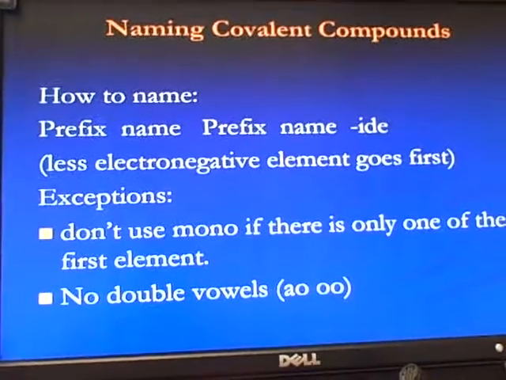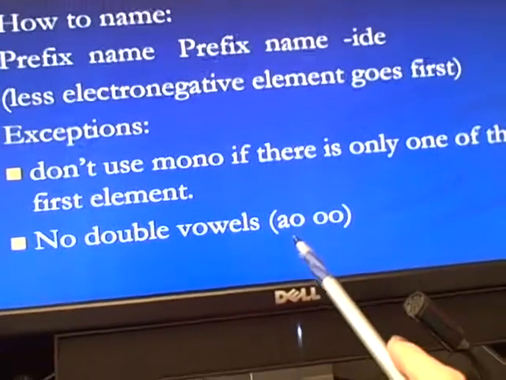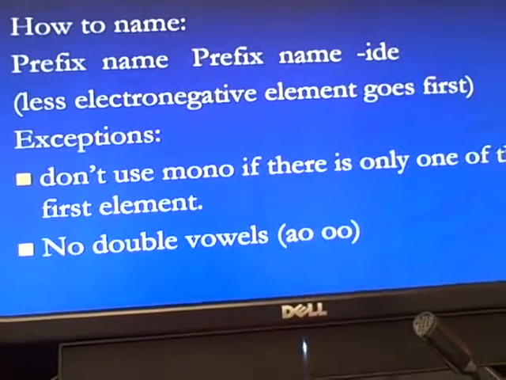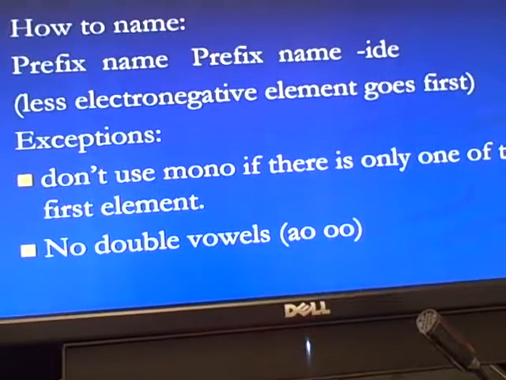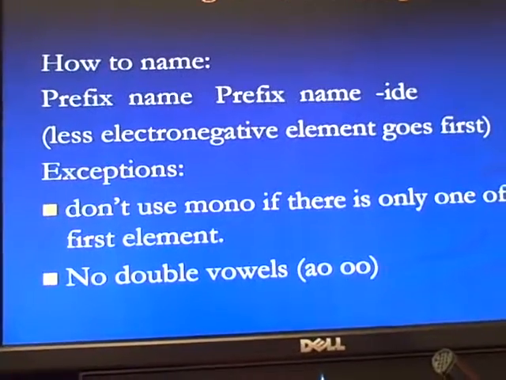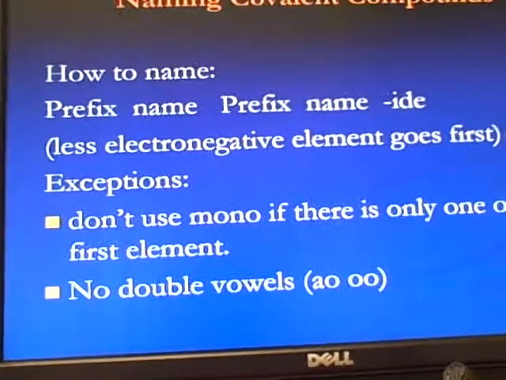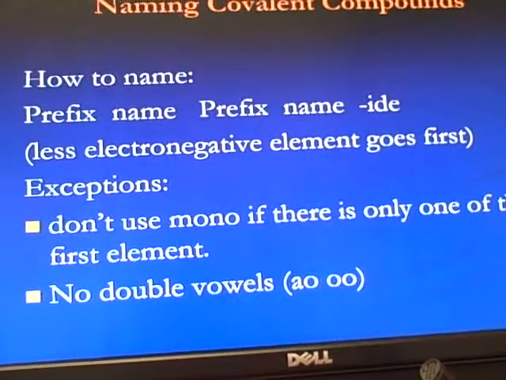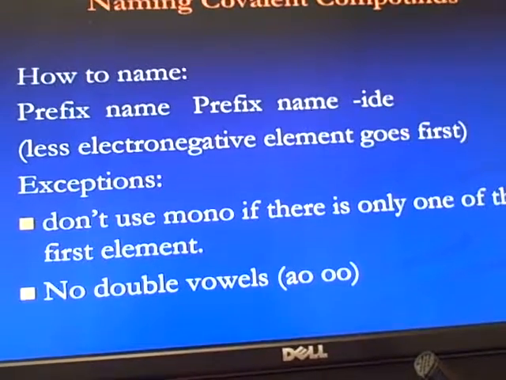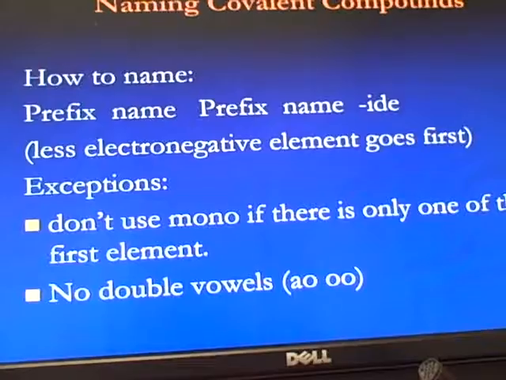Another exception is we don't use double vowels. So you can see AO or OO. An example, the one I just did, monoxide, we don't say monooxide. We take off the O, so it's just monoxide. Or if you needed 5 oxygens, you wouldn't say pentaoxide. You'd take the A off and it would be pentoxide.